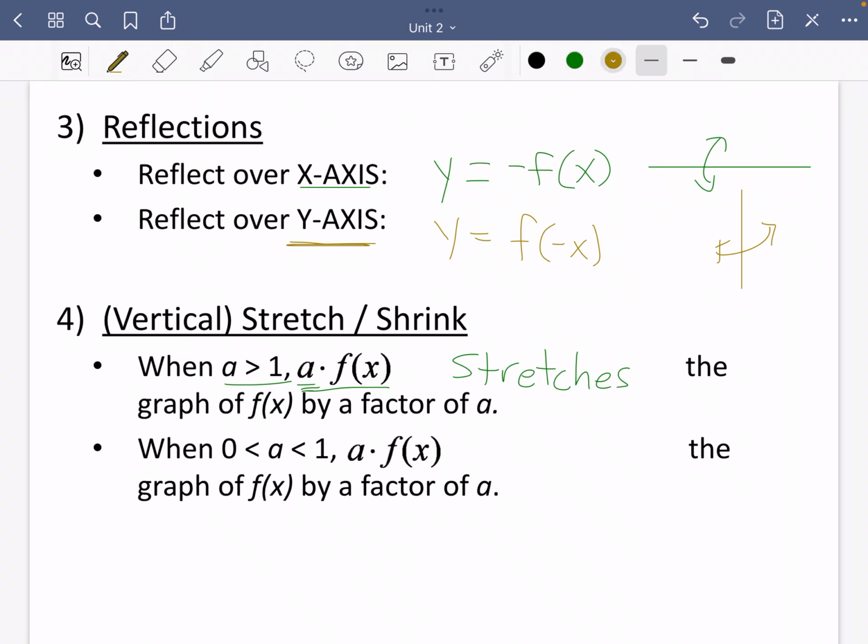If, on the other hand, our value of a is between 0 and 1, if we take a times f of x, this will shrink the graph by a factor of a. And so we are multiplying every single value by a, but if a is like 1/2, then every single y value is going to be half the amount that it previously was. So we're going to see both reflections and vertical stretches and shrinks. We will see those in some examples that we look at on our next page. So let's look at some examples.